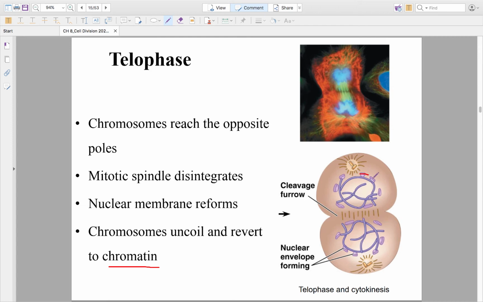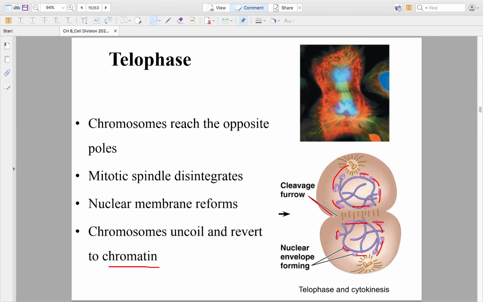You can see these little fragments. The nuclear membrane is reforming around the DNA, okay, on both sides. All right. Okay, and the cell is starting to divide. See this? This is called the cleavage furrow.